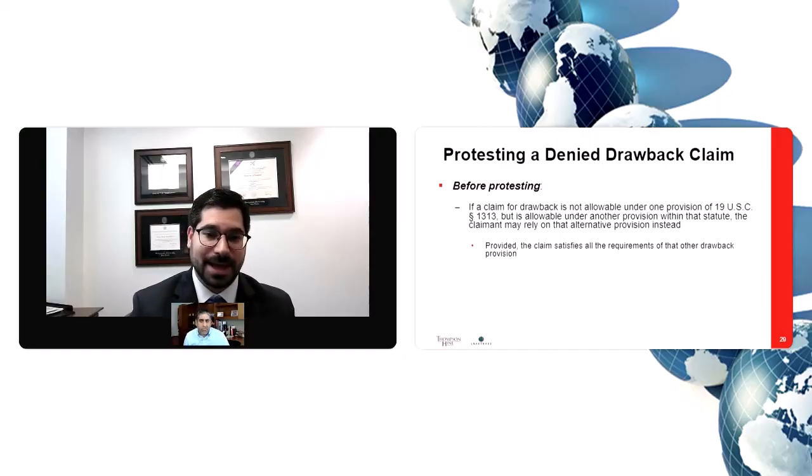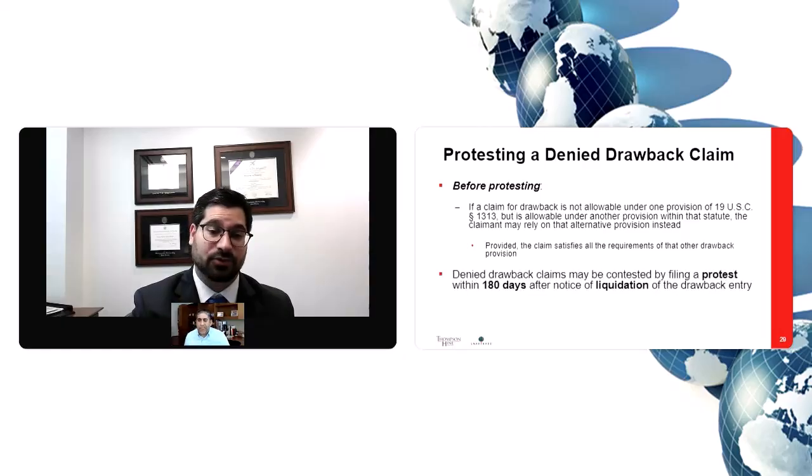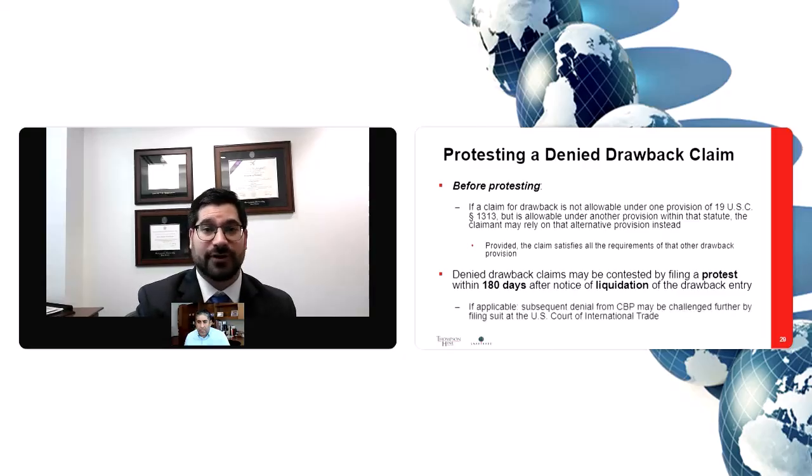But if that is not applicable and your drawback claim has in fact been denied, then what you can do instead is contest it by filing a protest within 180 days after notice of liquidation of the drawback entry. And if you need to escalate this even further, you could file suit at the U.S. Court of International Trade in New York. So those are the main compliance requirements.